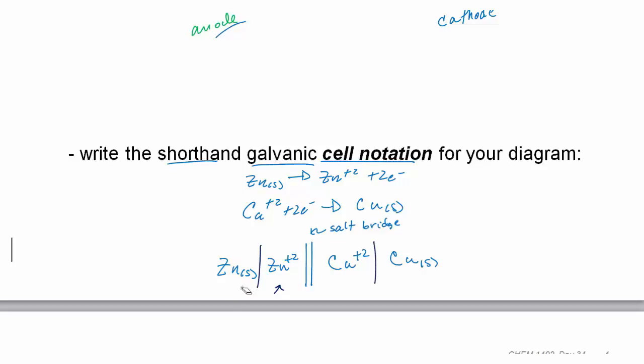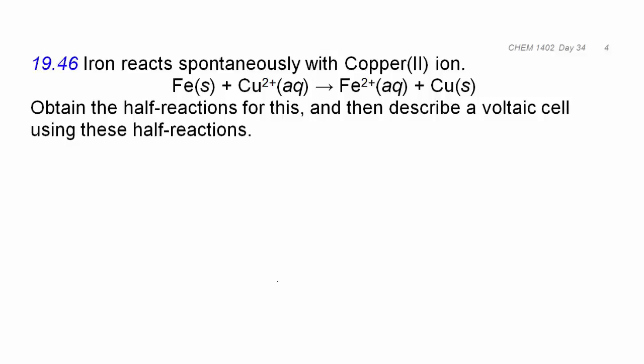Okay? That is a lot easier than drawing that nice big picture. But it gives all the same information. Zinc solid going to zinc plus 2 is my anode. Copper plus 2 going to copper solid is my cathode. So same information, just a lot briefer.